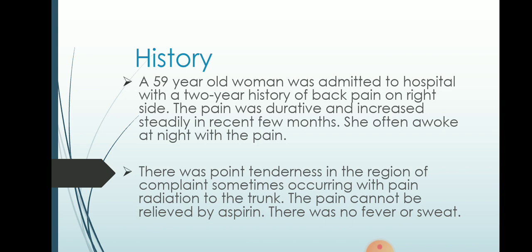History. A 59-year-old woman was admitted to hospital with a 2-year history of back pain on the right side. The pain was durative and increased steadily in recent few months. She often awoke at night with the pain. There was a point tenderness in the region of complaint, sometimes occurring with pain radiation to the trunk. The pain cannot be relieved by aspirin. There was no fever or sweat.